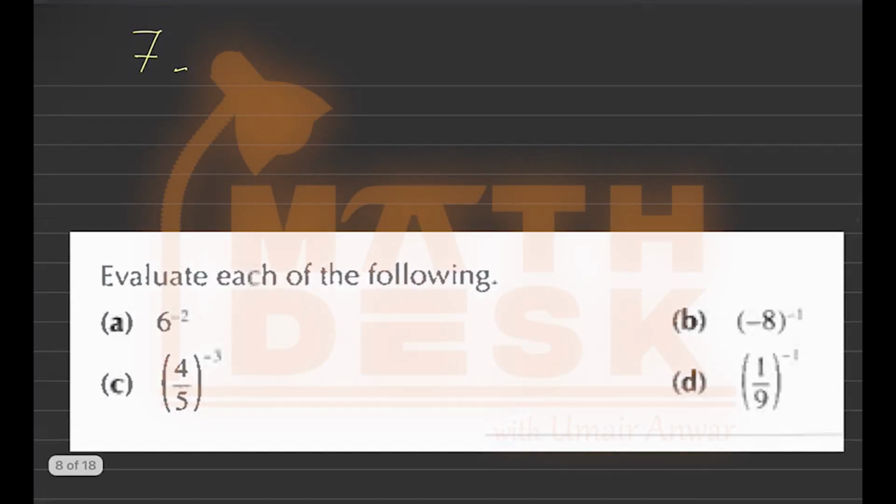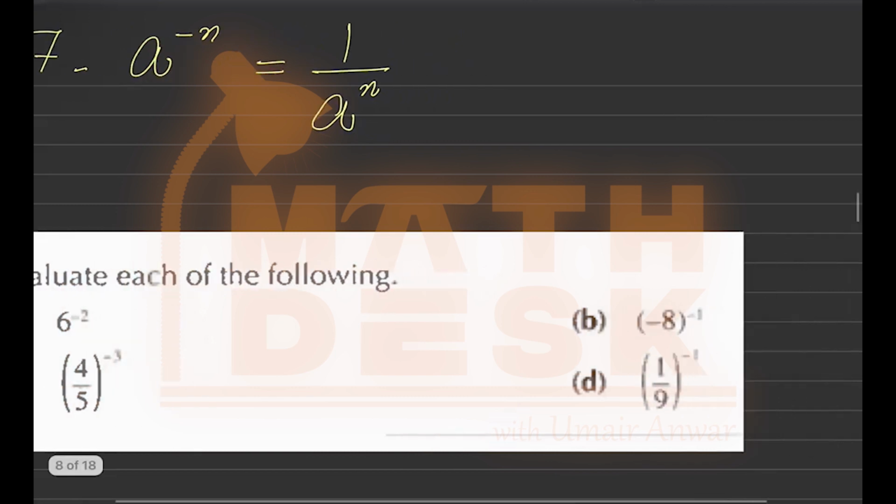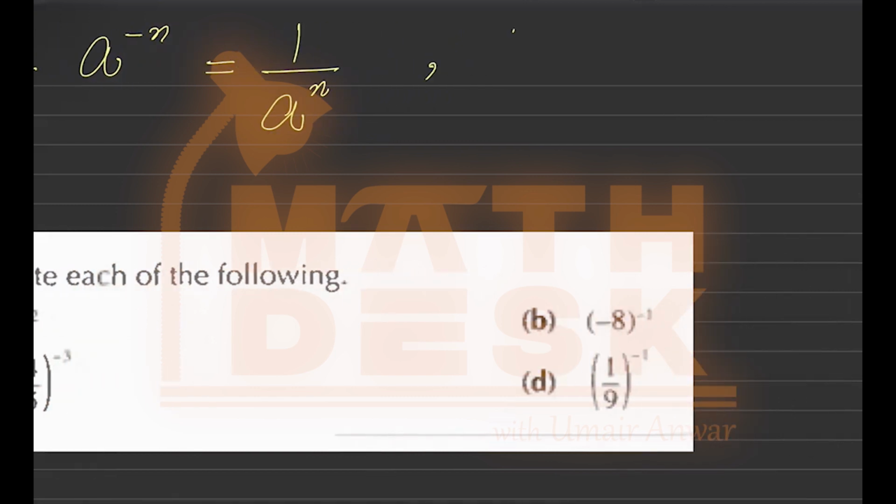Seventh law of indices says that if a term has a negative index in the numerator, and you move that term to the denominator, then the sign of the index changes. If it was negative, it becomes a positive index. Similarly, if we have a negative index in the denominator, and we move this term to the numerator, the sign of the index changes from negative to positive.